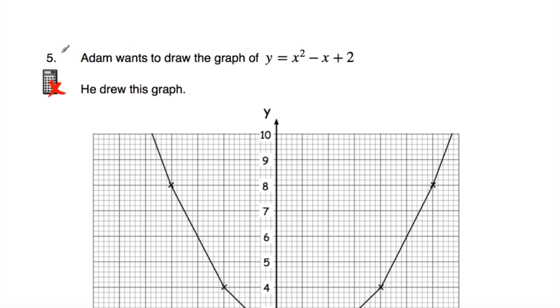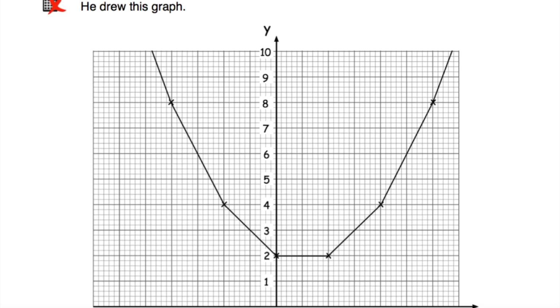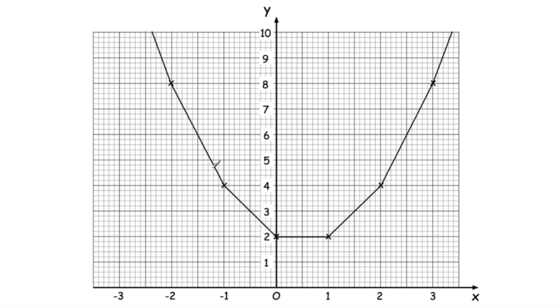Okay, question number 5. Question number 5 said, Adam wants to draw the graph of y equals x squared minus x plus 2. And he drew this graph. So we've got this graph here, and as you can see, he's plotted the points. He's actually joined the points up with a ruler, so he's joined up that point to that point with a ruler, that point to that point.